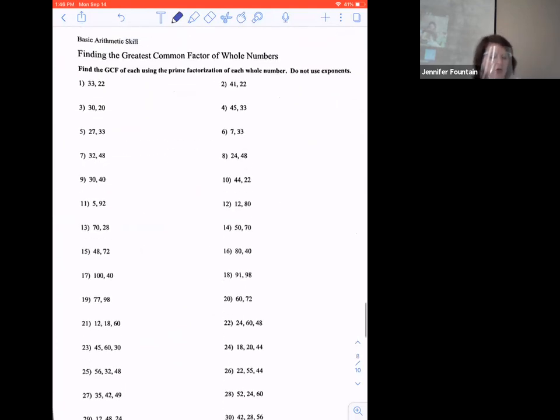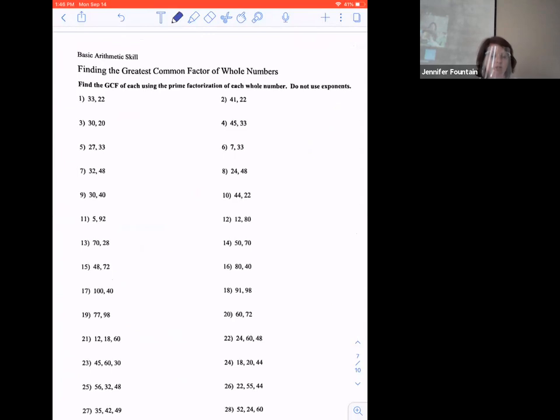All righty, greatest common factor of whole numbers. Okay, so let's think about greatest common factor. What is the first thing I need to do when I'm going to look at the greatest common factor? What is my first step?